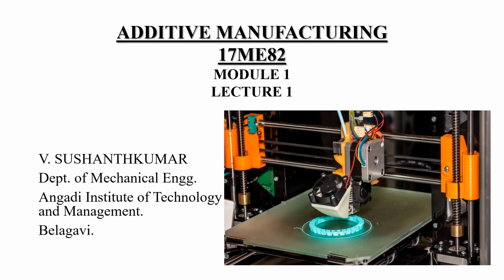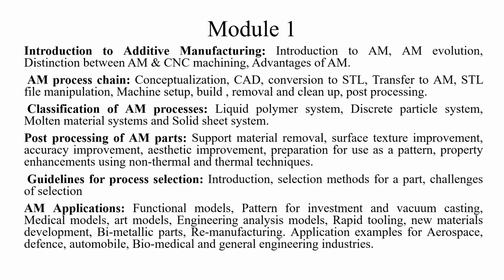In today's class, we will start with Module 1. Module 1 consists of the following topics: what is additive manufacturing, introduction to additive manufacturing, the process chain involved in additive manufacturing, classification of AM processes, what is post processing of AM parts, guidelines for process selection, and AM application, that is additive manufacturing application in the industry.